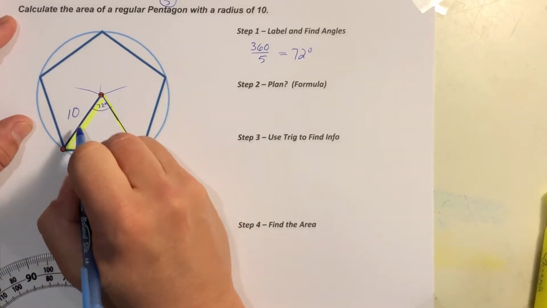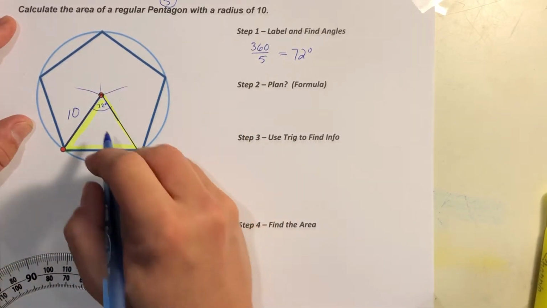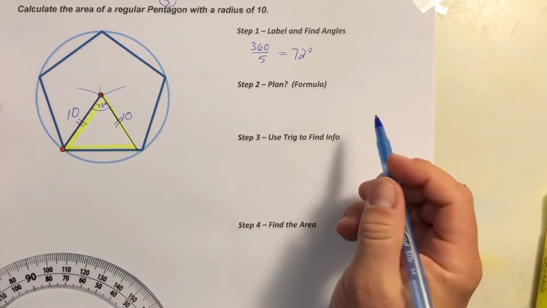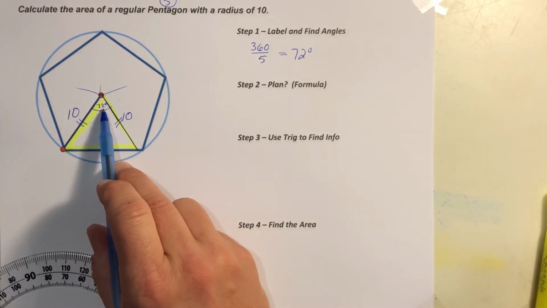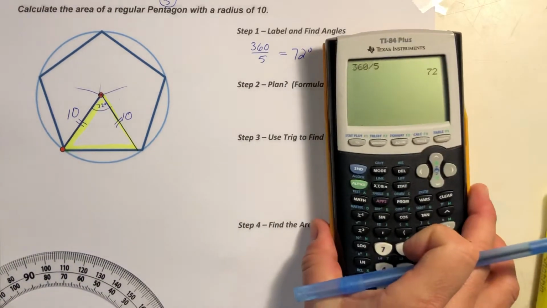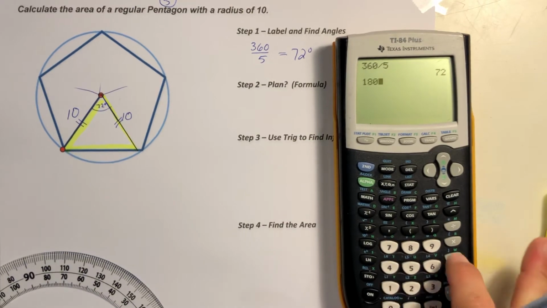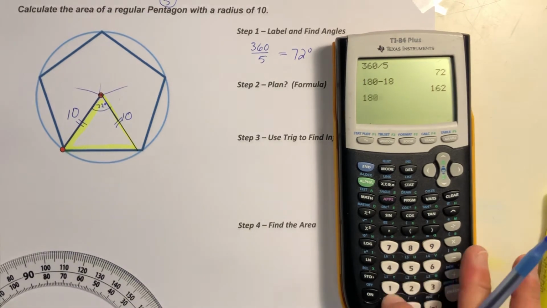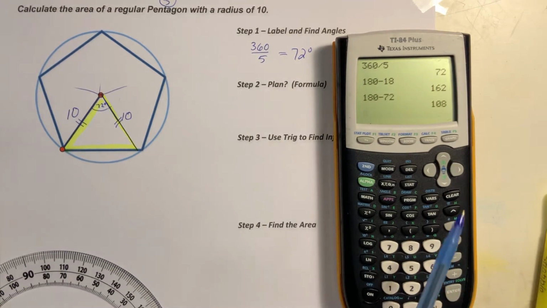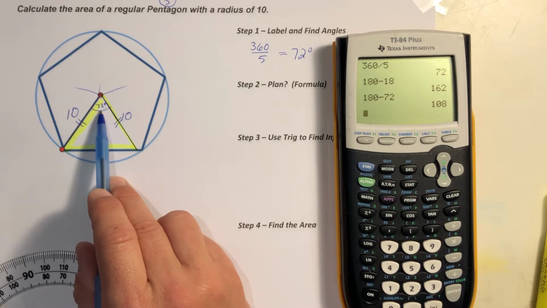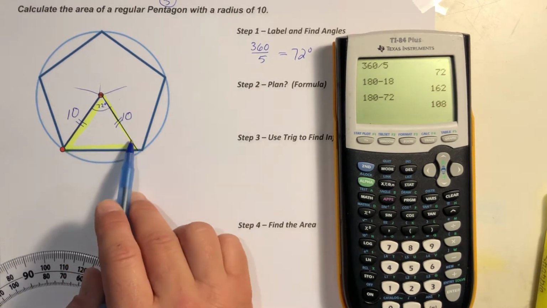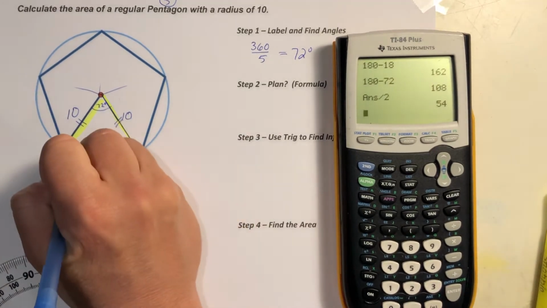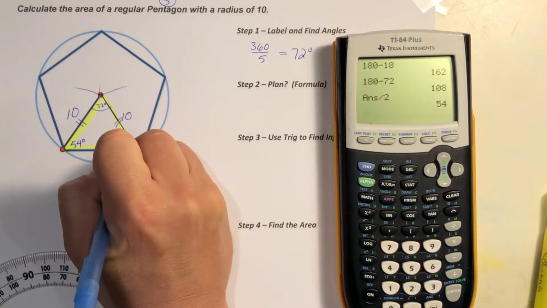Now remember, this is a perfect polygon. It's a regular polygon. So that means these two side lengths are the same. So maybe I'll put a 10 there as well. So if this is 72 degrees, then I'm going to take my calculator and subtract 72 from 180. That means I have 108 degrees left over. And I'm going to split those equally. So I'm going to divide that by 2, which makes each of these angles 54 degrees.